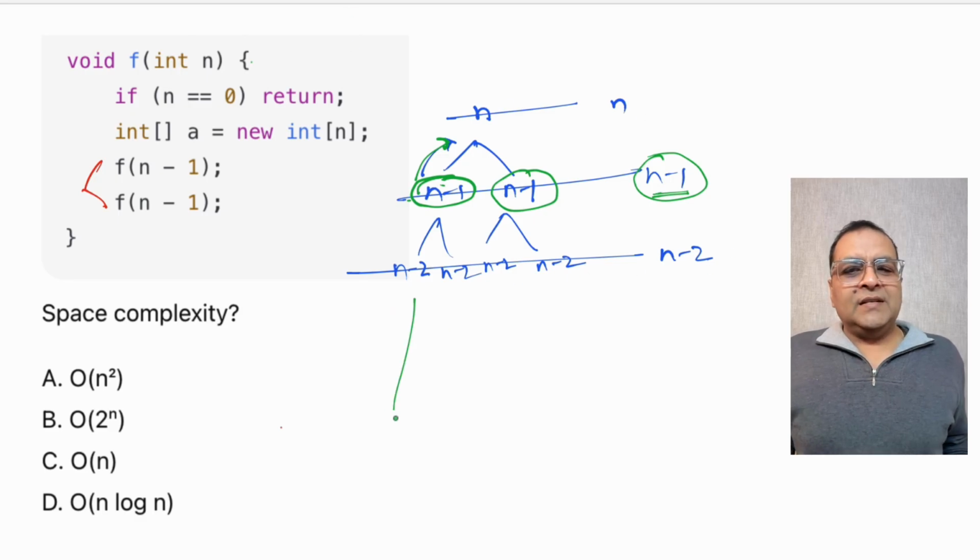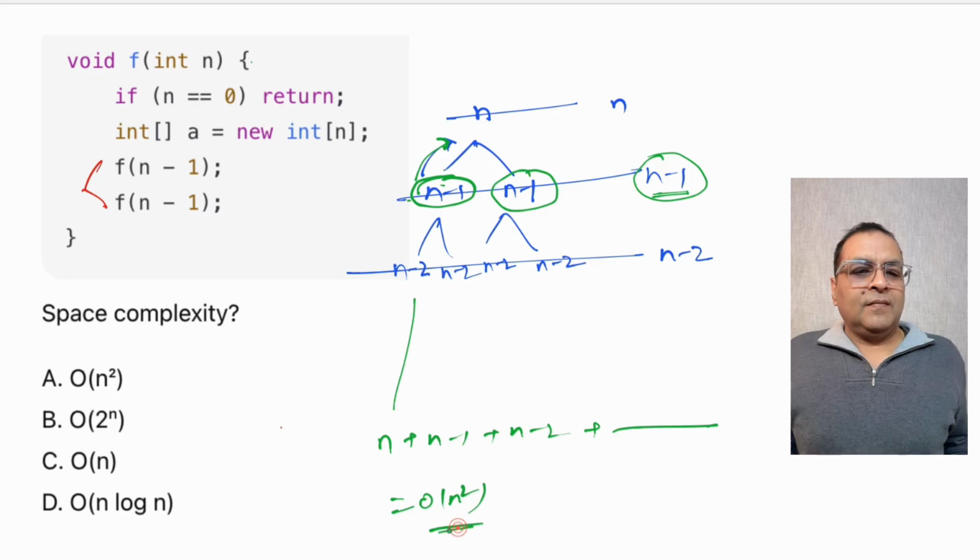And we can go on like this. The total memory taken will be n plus n minus 1 plus n minus 2 plus so on, which is summation of n, that is big O of n square. Therefore, A is the correct answer. I hope you are able to understand the difference between time complexity and space complexity of recursive functions.